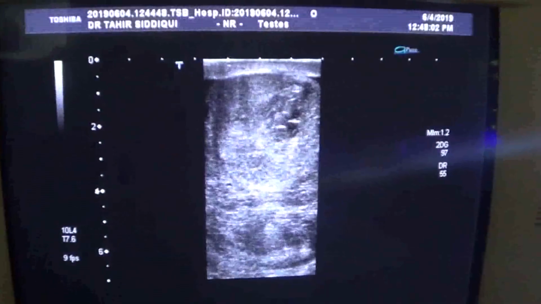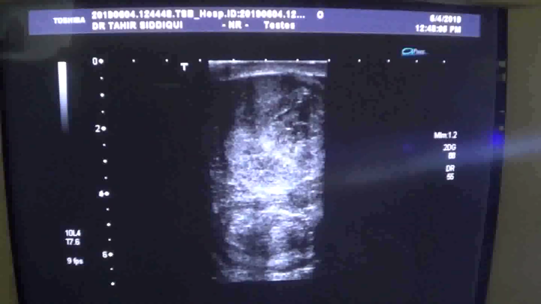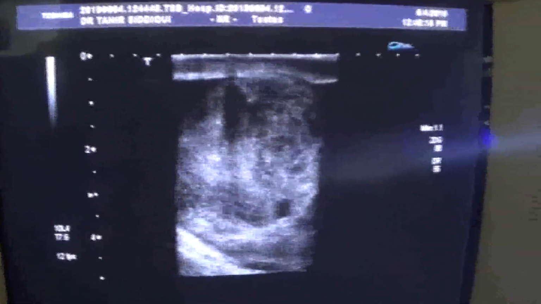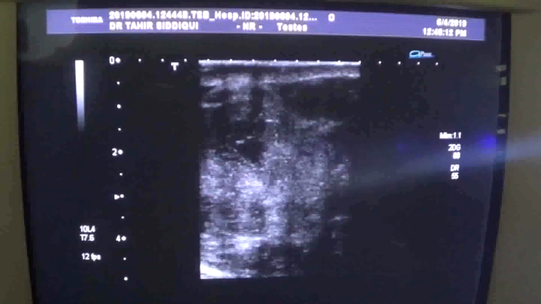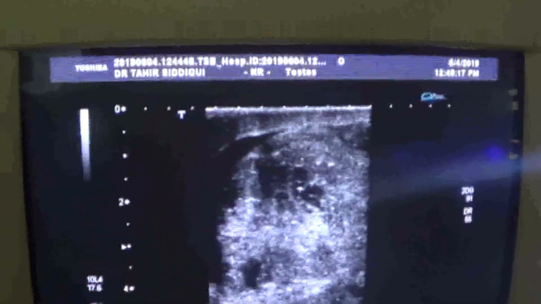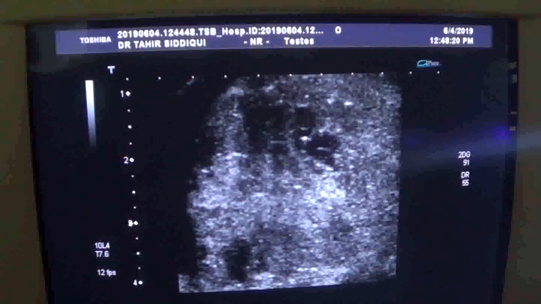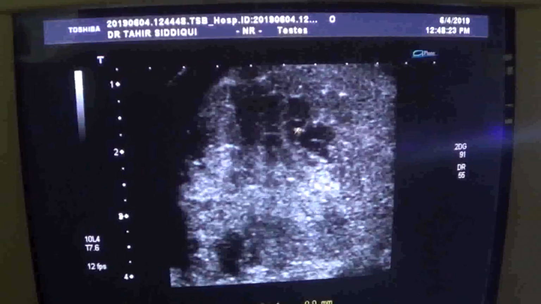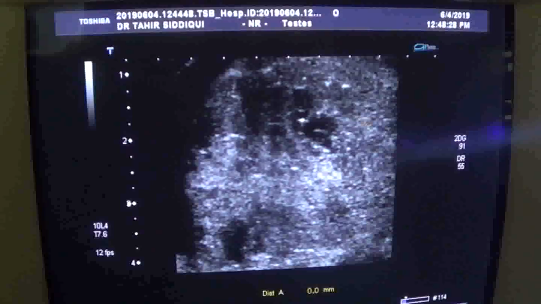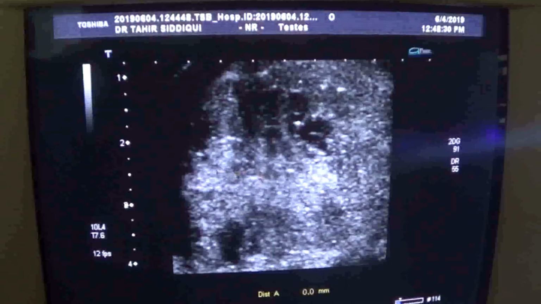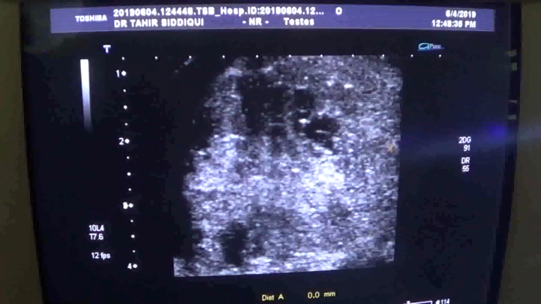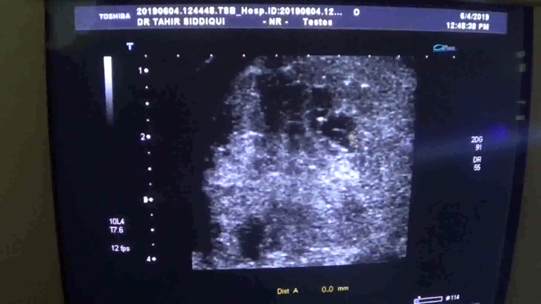We do not see any, at least I can't see any normal testicular tissue in the right hemiscrotum. Rather, there is a mixed echo mass studded with calcifications, microliths. These are all tiny microliths. These echogenic particles are seen everywhere in this mass, replacing the right testis, which is not seen in the right scrotum.